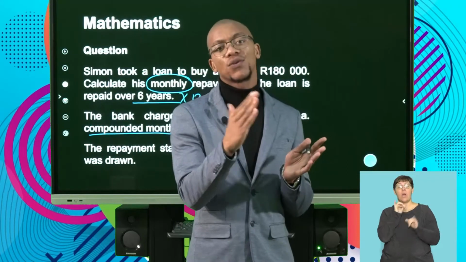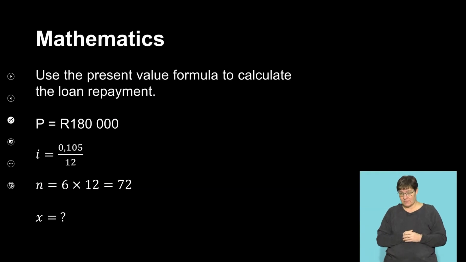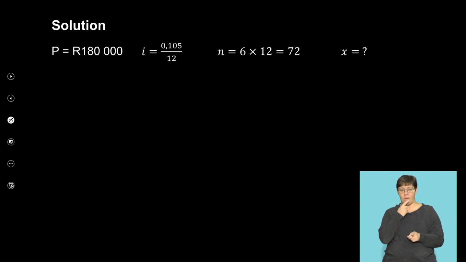It simply just means you wait for 1 month for it to accumulate some interest and then start paying. So, what do we know? We know that the present value is 180,000. We know that the interest is 10.5. We know that the number of months is 72. I want to know how much must I pay per month in order to amortize this loan of mine.